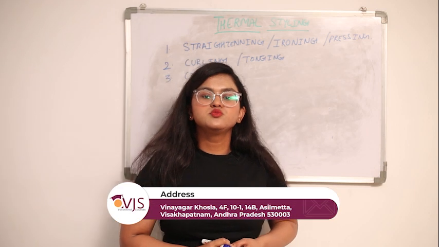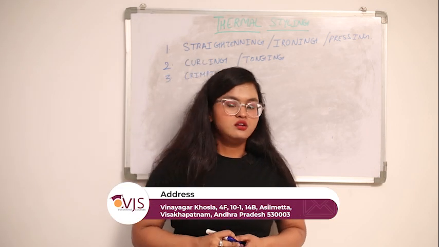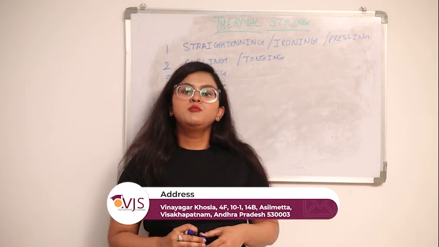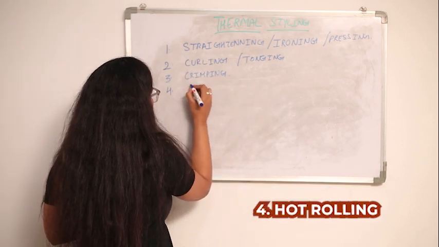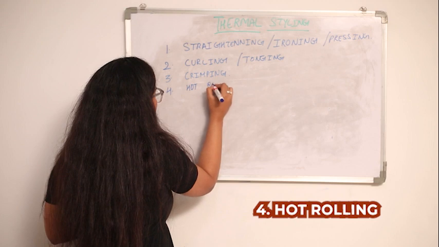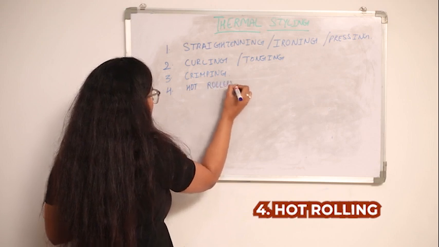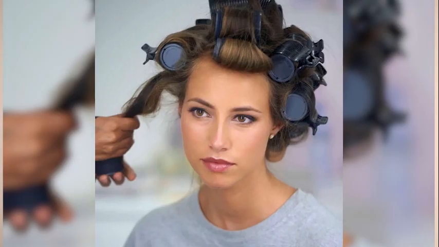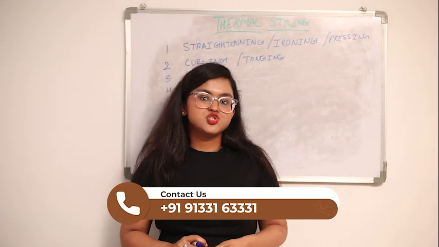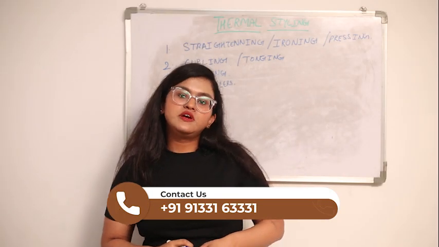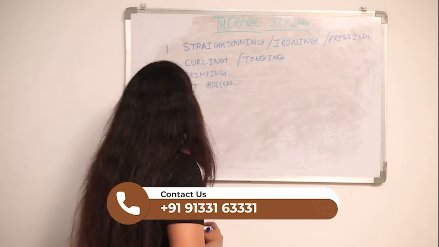Next comes your crimping. Crimping is a form of thermal styling used by people who want excess volume in the hair, or who want a messy or puffy hairstyle. Then come your hot rollers. Hot rollers are used for people who do daily hairstyles and want less damage to the hair, and this will give very light curves.